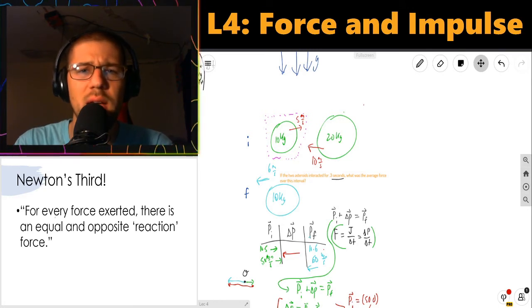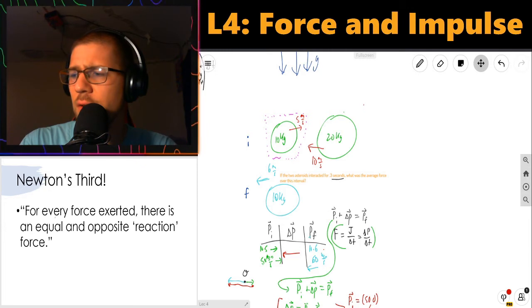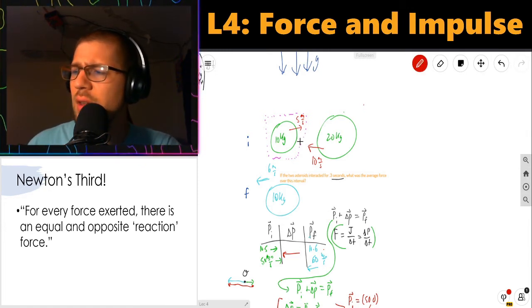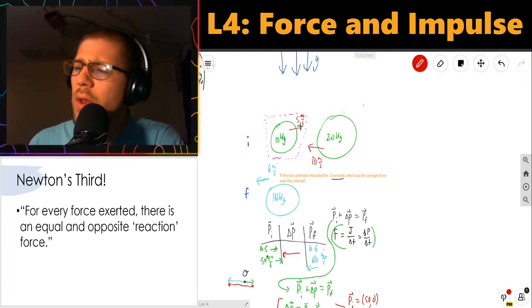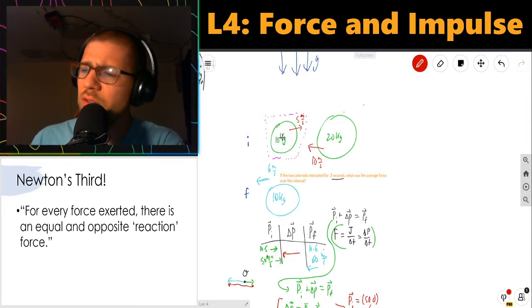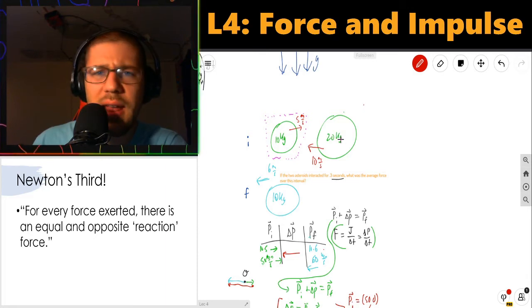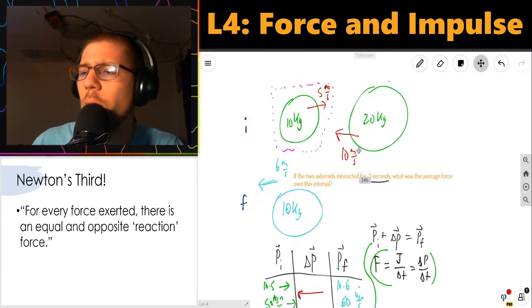force. So in this case, when the 10 kilogram asteroid hits the 20 kilogram asteroid, a force is exerted on the 10 kilogram asteroid and by the 10 kilogram asteroid. So one force acts on the 10 kilogram asteroid and pushes it away. The other force acts on the 20 kilogram asteroid and acts in the opposite direction. And as we'll see in just a moment, they must be equal in order for momentum to be conserved.